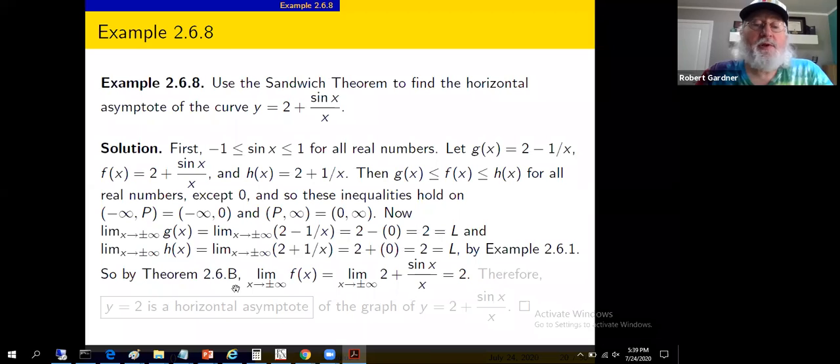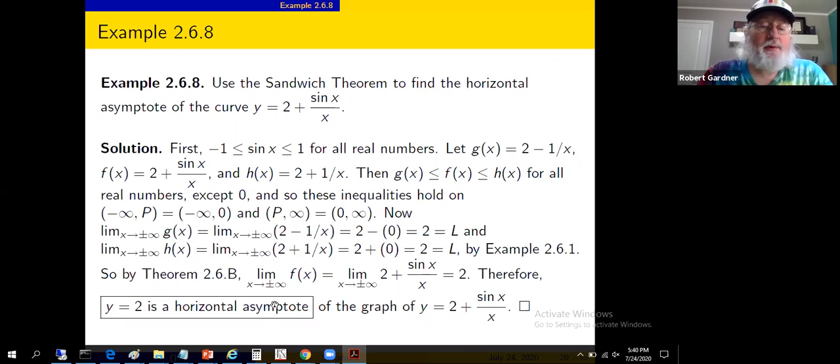So by the sandwich theorem, theorem 2.6.b, the limit as x approaches plus or minus infinity of f of x is also going to be 2, valid for both x approaching positive infinity and negative infinity. We've actually established 2 limits here, arguably, and we've combined them as 1. And they're both 2 because g and h both had limits of 2. So y equals 2 is a horizontal asymptote of the graph of this thing. This time it does the same thing in the positive direction as it does in the negative direction. The function gets close to 2 in a sense.